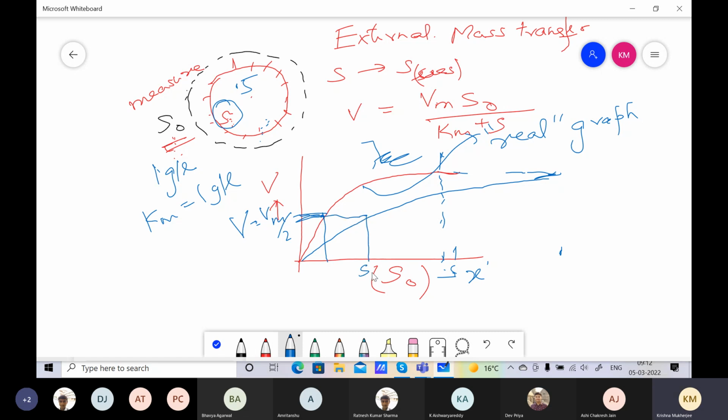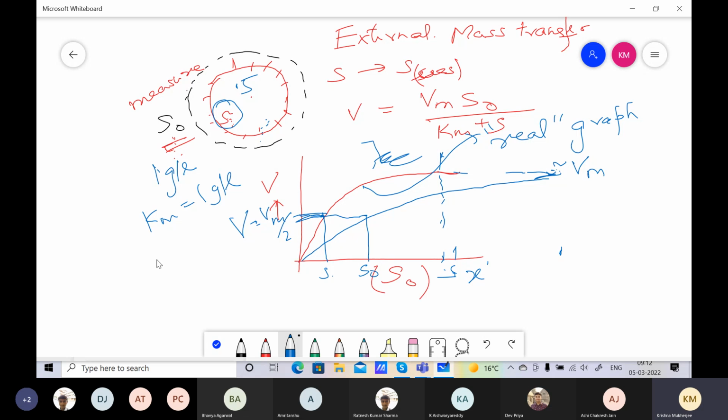Because this substrate concentration S0 translates to this substrate concentration here, I actually have to expand the scale. When I expand the scale, I will notice that it will reach Vmax at any time. It will reach Vmax, or let us say close to Vmax, or 90% of Vmax, at say 5 grams. But now it will reach it at 10 grams. So the scale has been doubled.